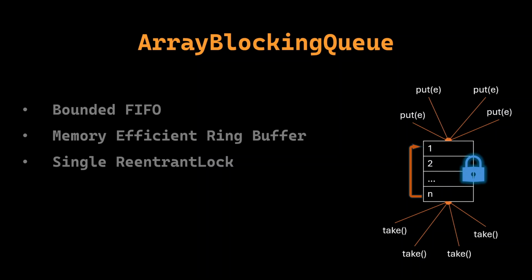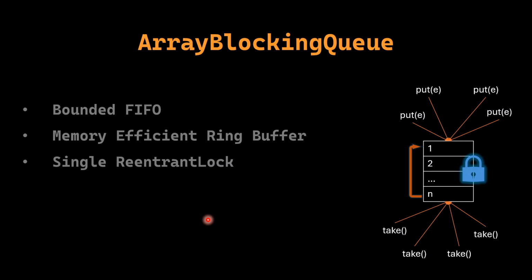Let's examine its internal workings. ArrayBlockingQueue implements a classic ring buffer using a fixed size array with two indices. A take index for the next element to remove and a put index for the next slot to insert into. When either index reaches the end of the array, it wraps around to the beginning. This circular design efficiently reuses memory.